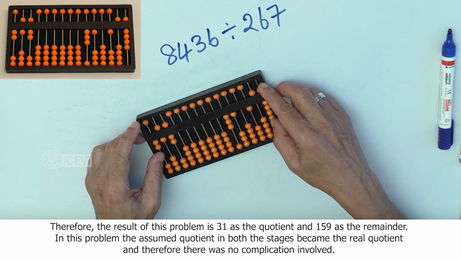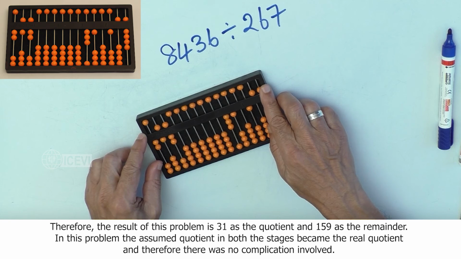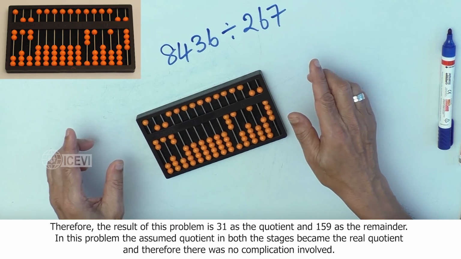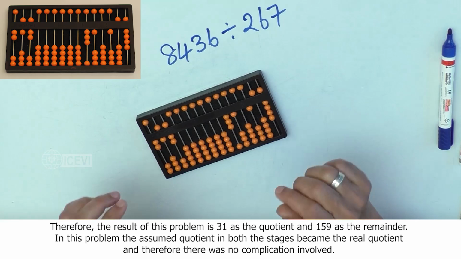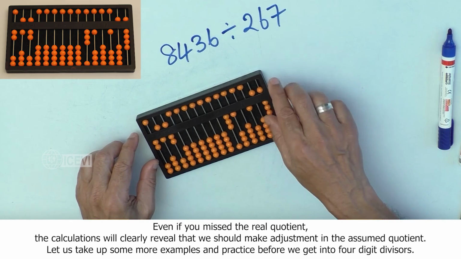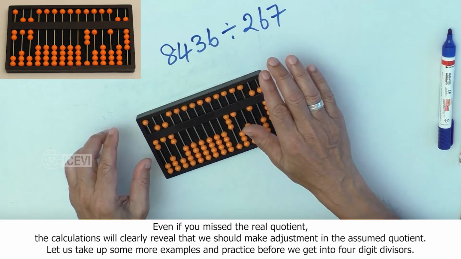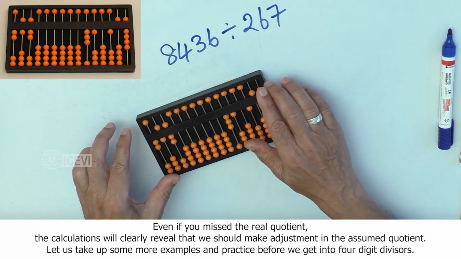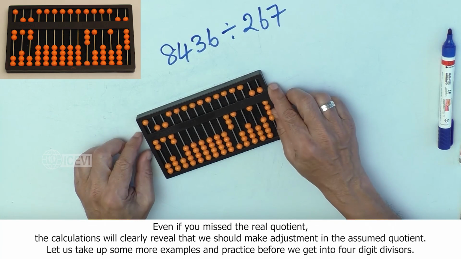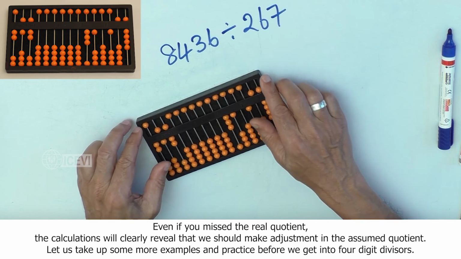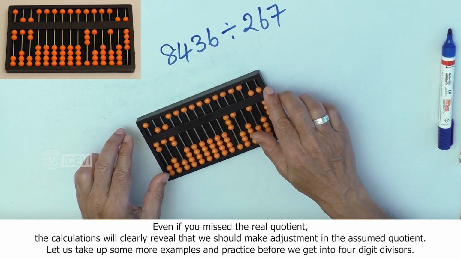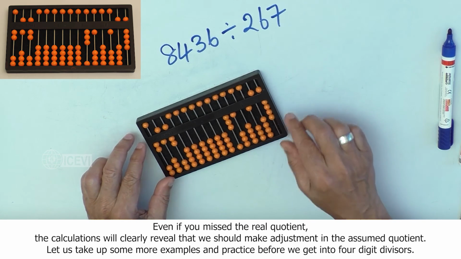In this problem, the assumed quotient in both the stages became the real quotient, and therefore there was no complication involved. Even if you miss the real quotient, the calculation will clearly reveal that we should make adjustment in the assumed quotient. Let us take up some more examples and practice before we get into 4-digit divisors.